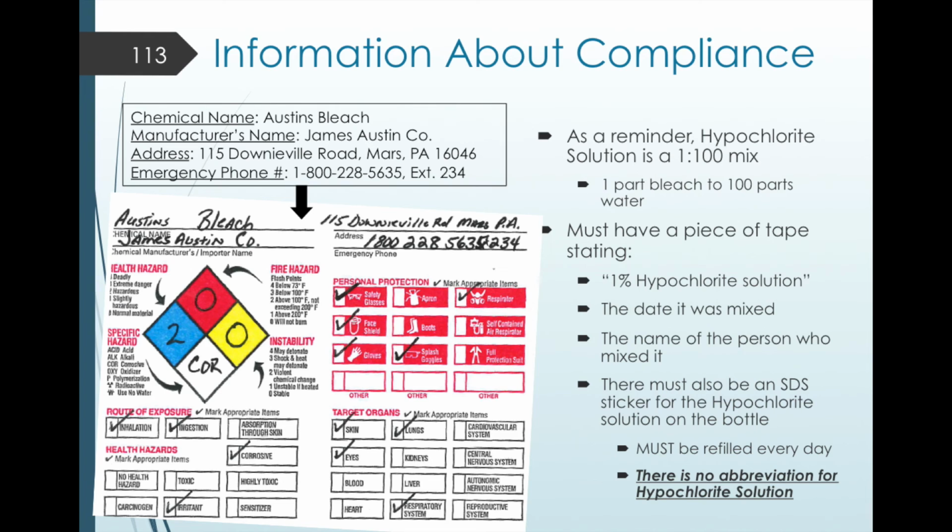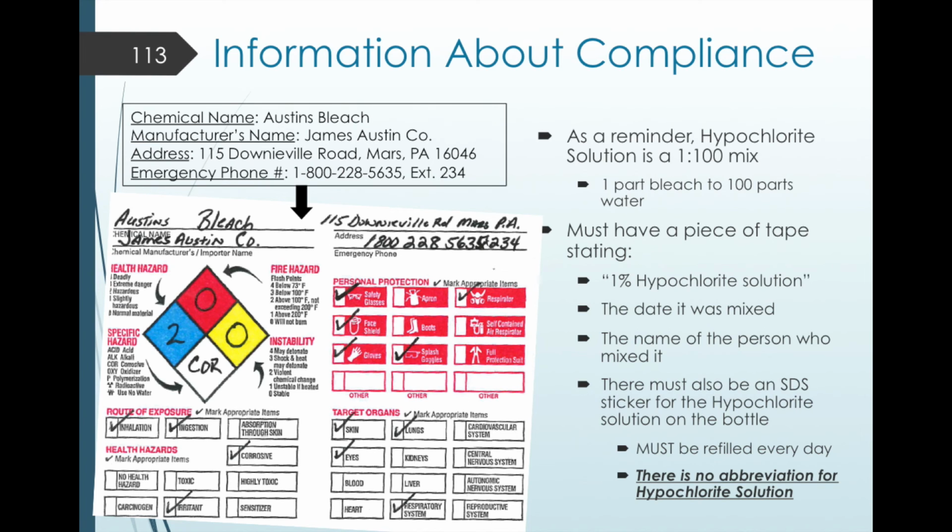As a reminder, hypochlorite solution is a 1 to 100 mix, 1 part bleach to 100 parts water. It must have a piece of tape on it stating 1% hypochlorite solution, the date it was mixed, and the name of the person who mixed it. There must also be an SDS sticker for the hypochlorite solution on the bottle. This bottle must be refilled every day.